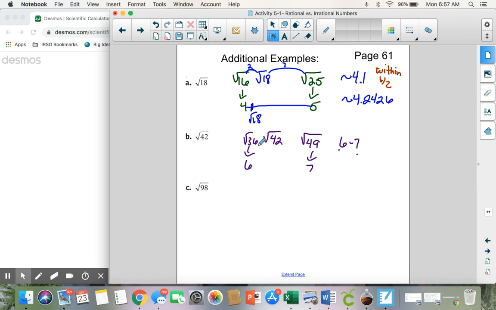To do that, I'm going to look at this right here. The difference between 42 and 36 is 6. The difference between 42 and 49 is 7. So I'm going to say that it's approximately 6.5, approximately, because 6 and 7 is a very, very close difference. So I'm going to put my square root of 42 right there.